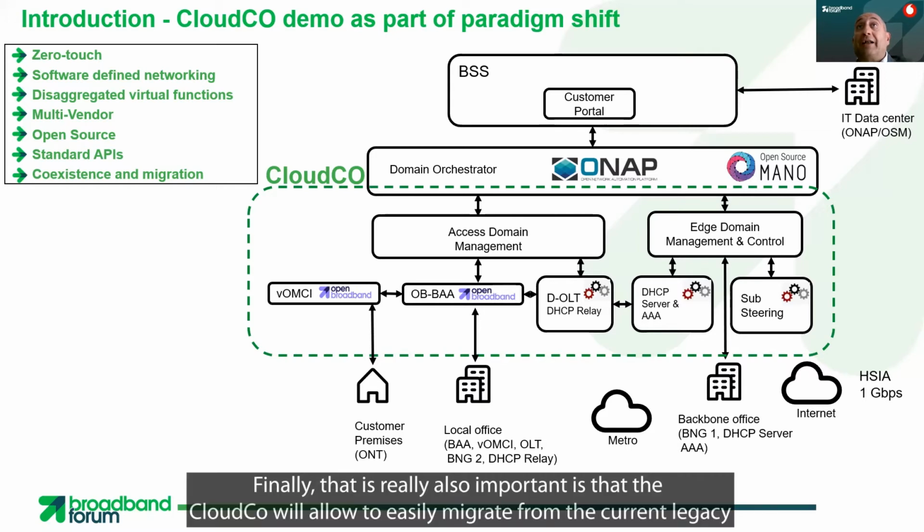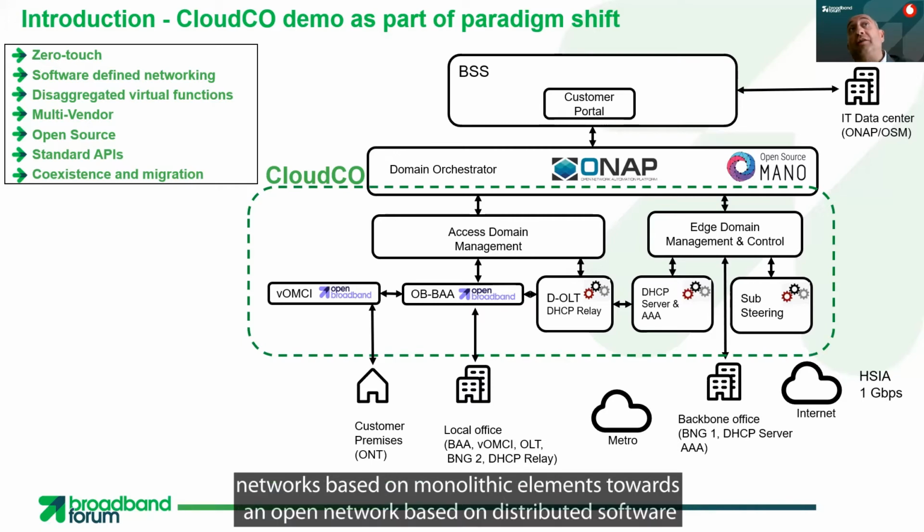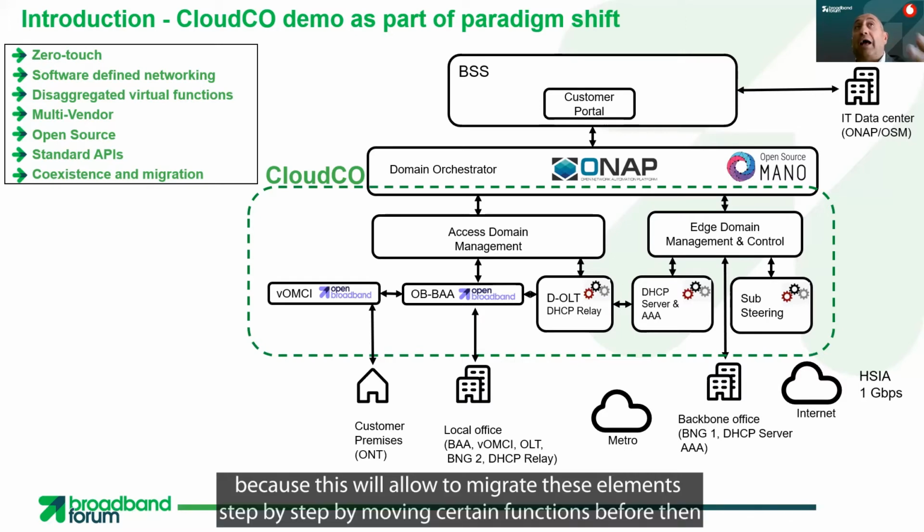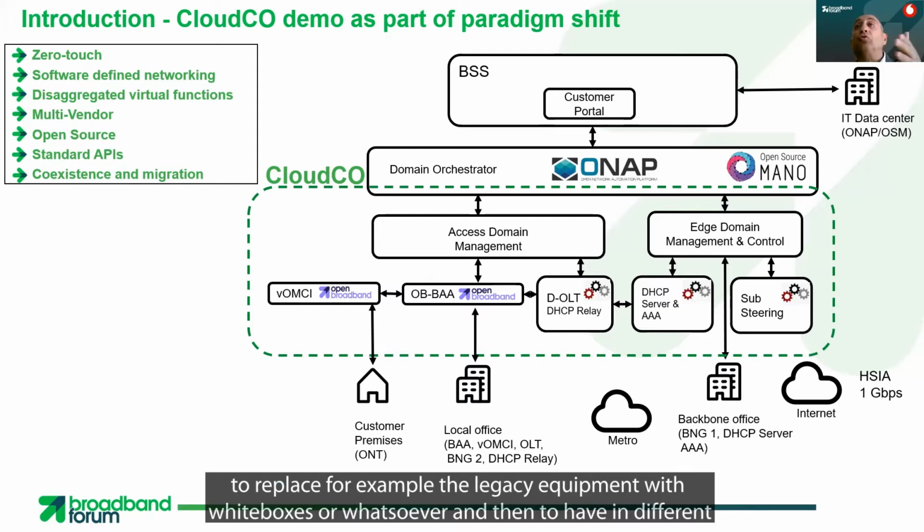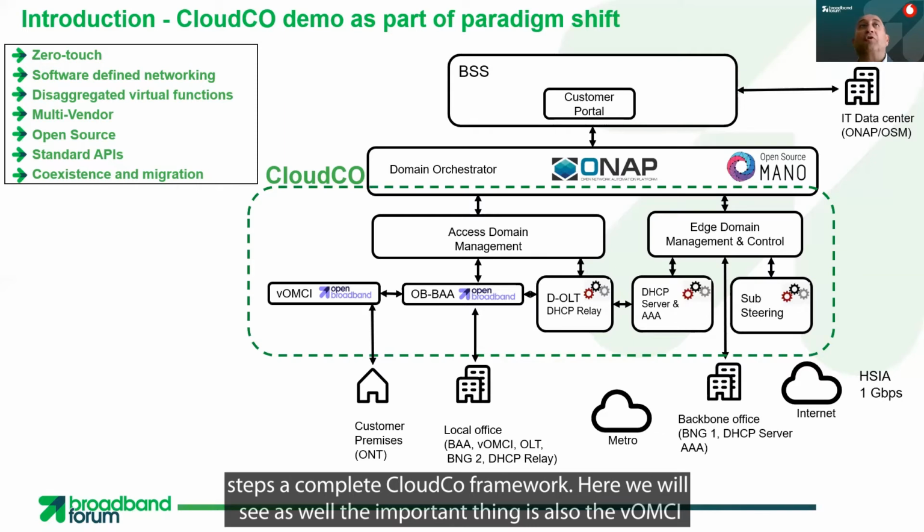access domain. Finally, what is really also important is that the CloudCO will allow to easily migrate from the current legacy network based on monolithic elements towards an open network based on distributed software, because this will allow to migrate these elements step by step by moving certain functions before, then to replace, for example, also the legacy equipment with whiteboxes or whatsoever, and then to have in different steps a complete CloudCO framework in your network.